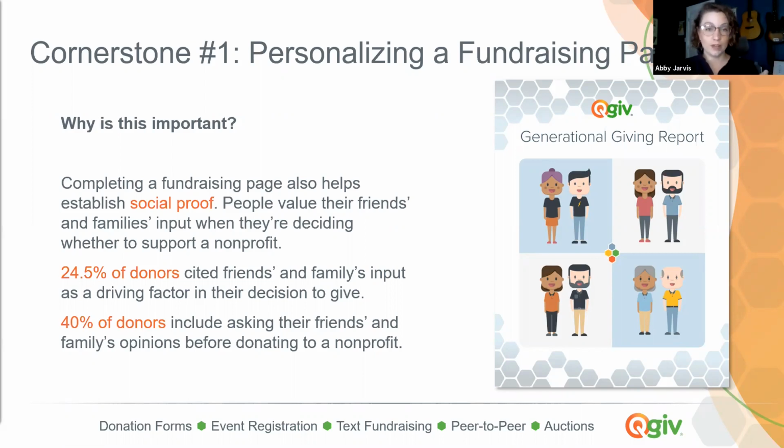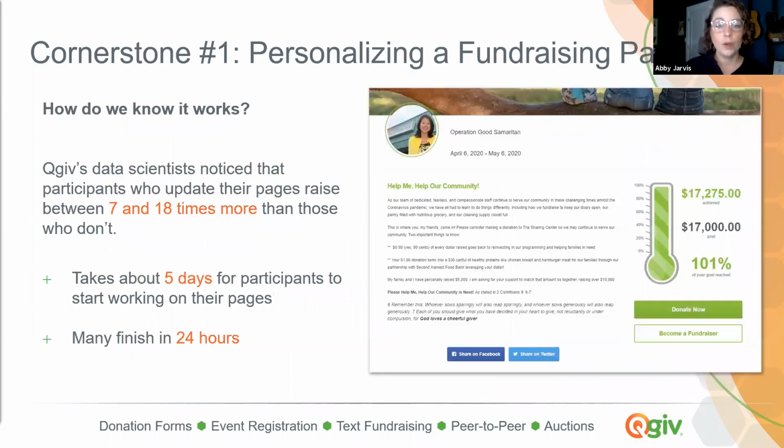And 40% of the donors we talked to will at least run a nonprofit by their family and friends before they give. So knowing that their friends and family support you, and think highly enough of you to participate in your event, will inspire those donors to give when maybe they would have been a little more hesitant about it at first. So we know this works because of a couple of data points our data scientists identified.